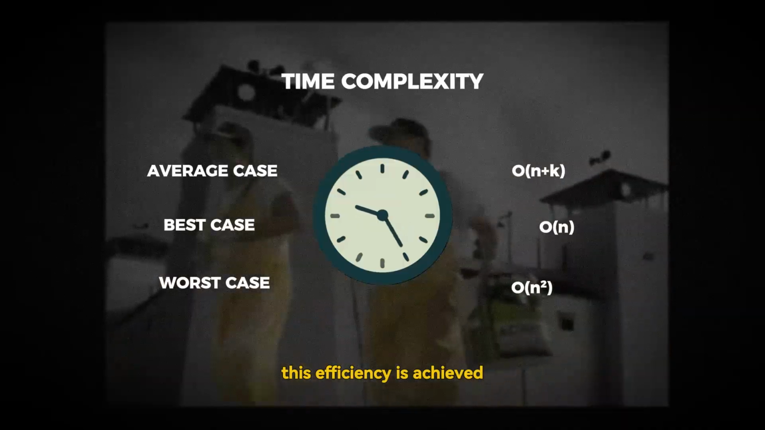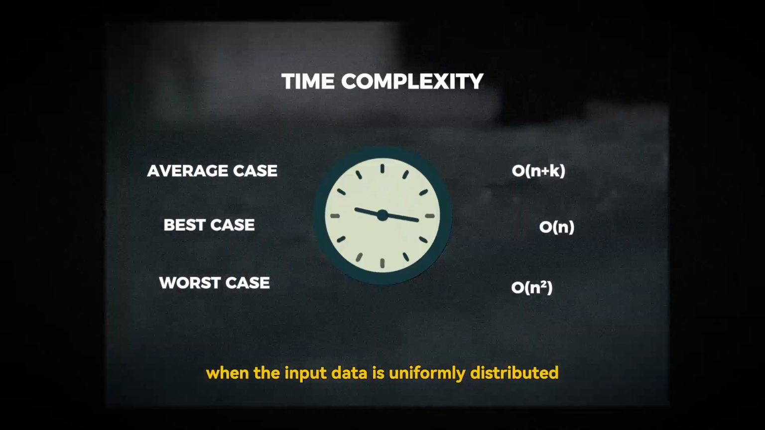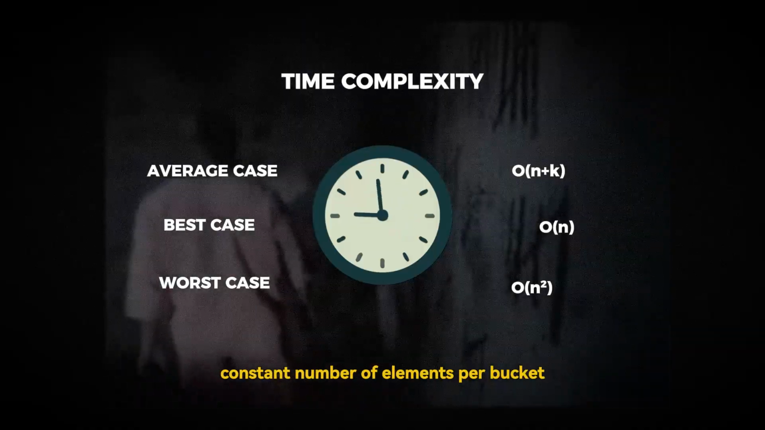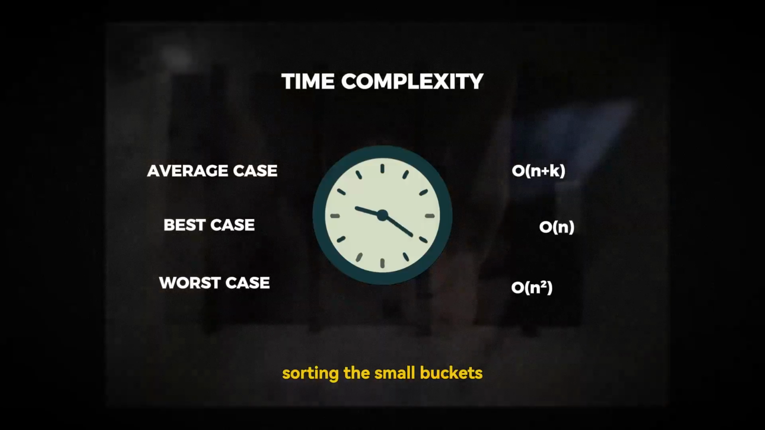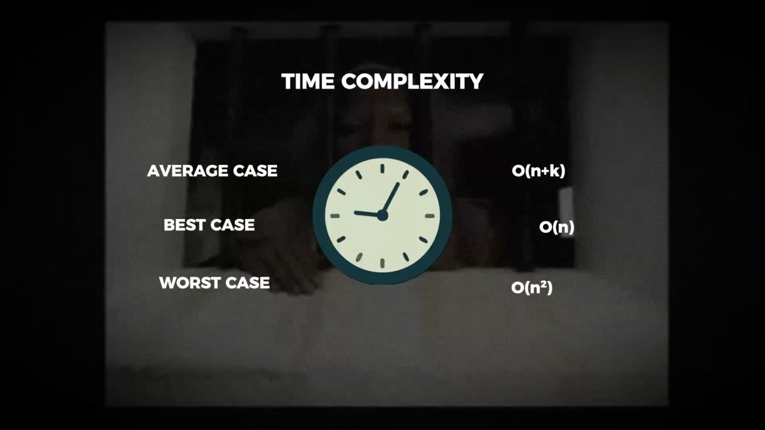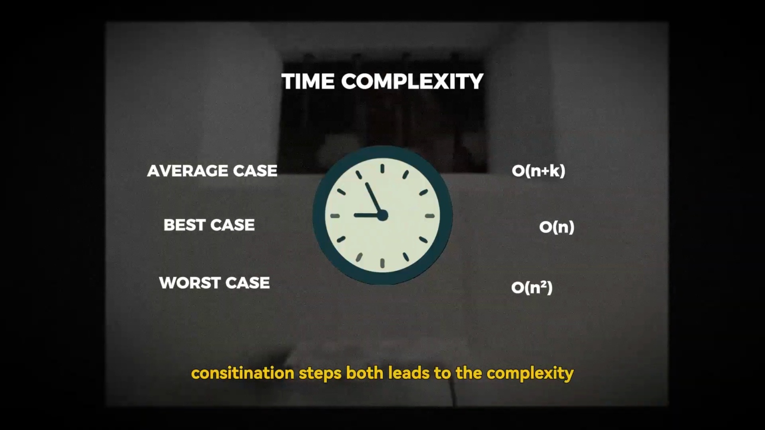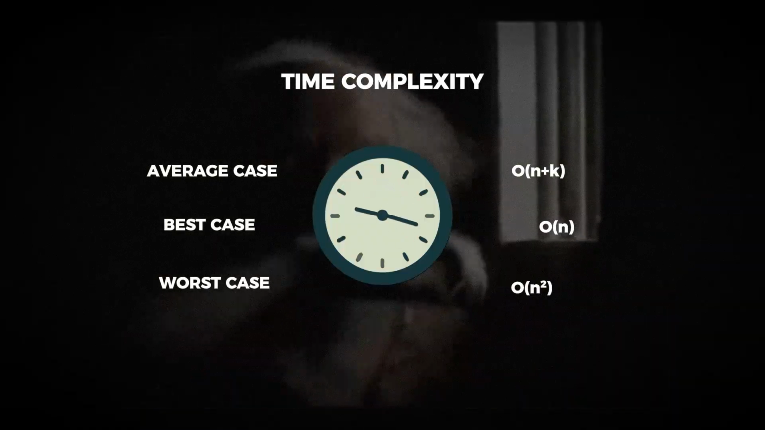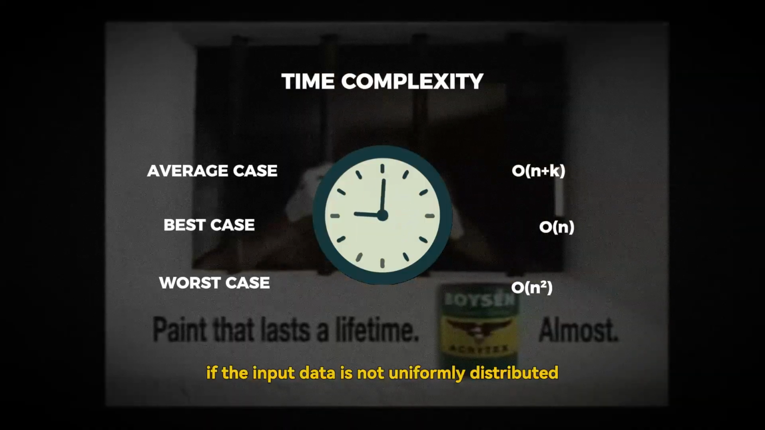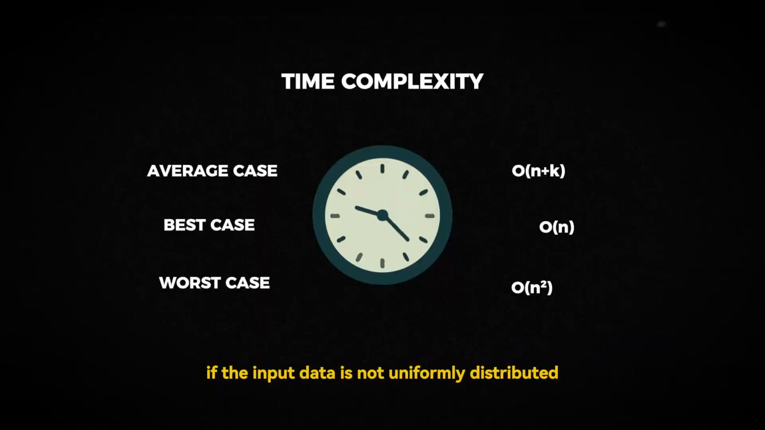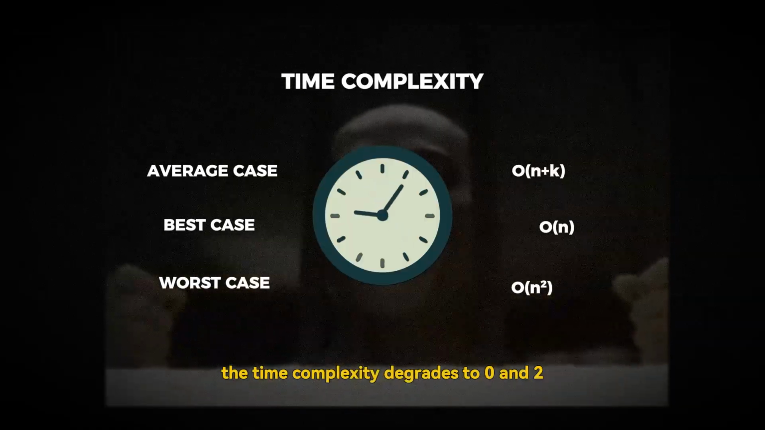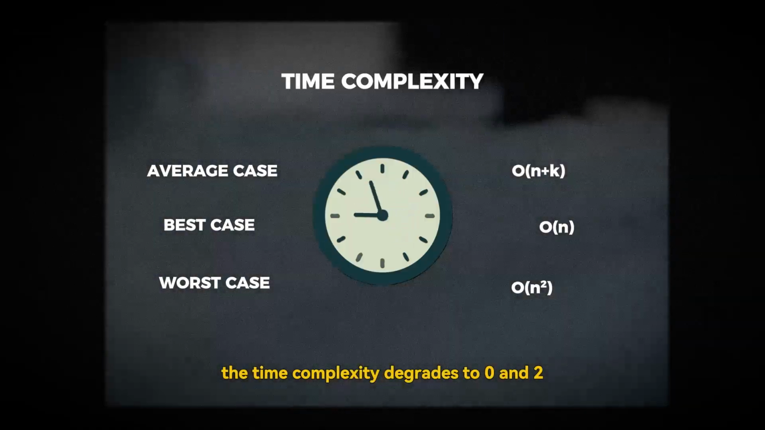This efficiency is achieved when the input data is uniformly distributed over the range, resulting in a small, constant number of elements per bucket. Sorting these small buckets along with the initial distribution and final concatenation steps both lead to the O(n + k) complexity. However, in the worst case, if the input data is not uniformly distributed and all or most elements fall into a single bucket, the time complexity degrades to O(n^2).